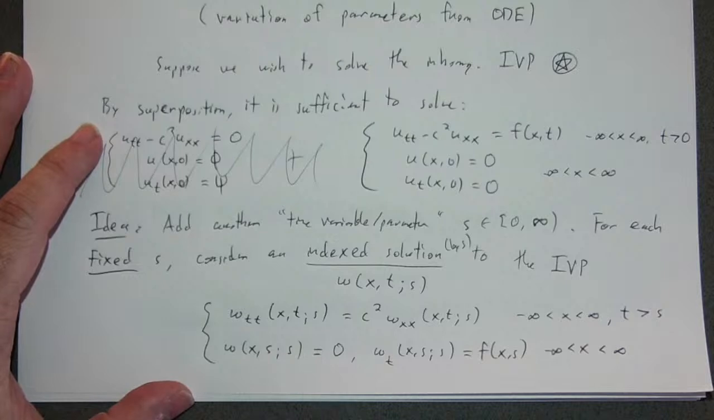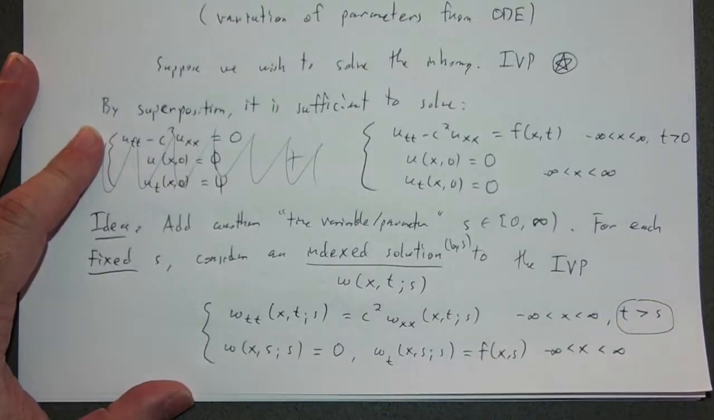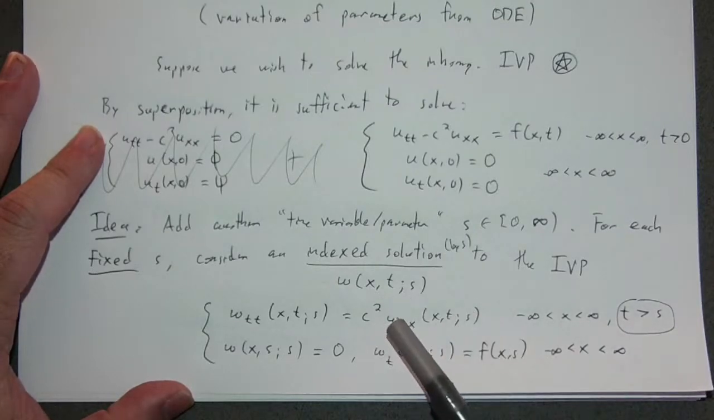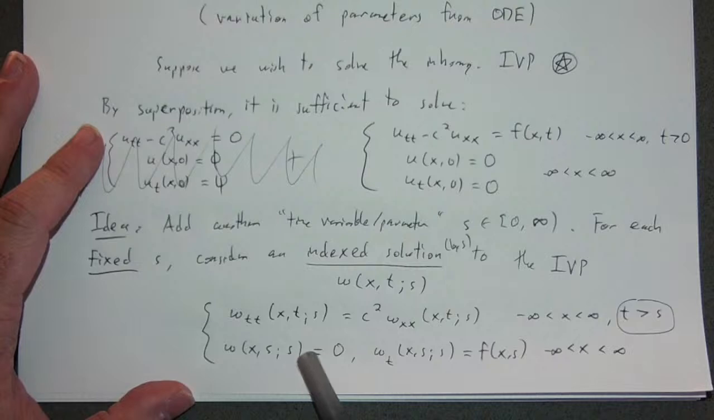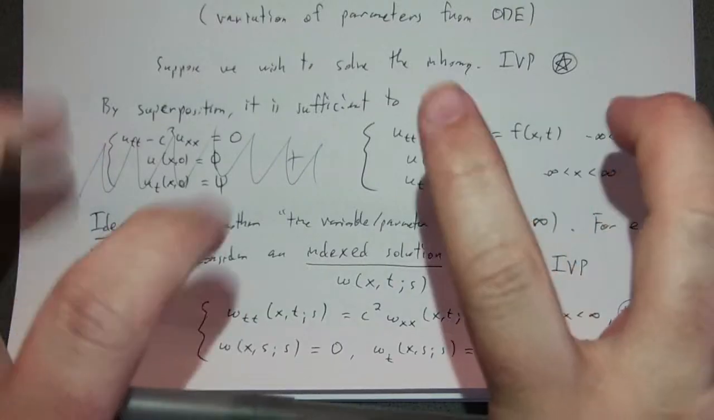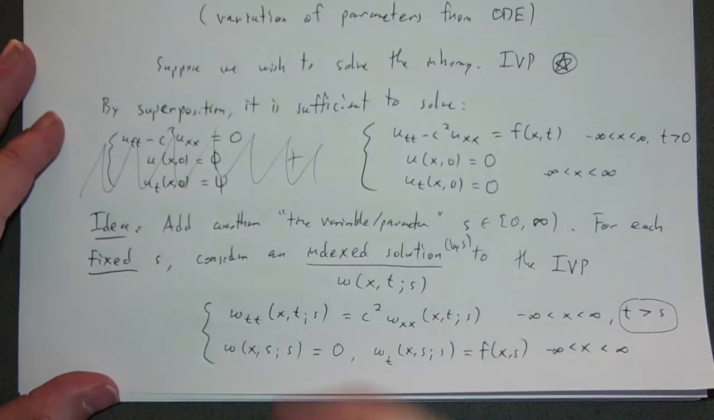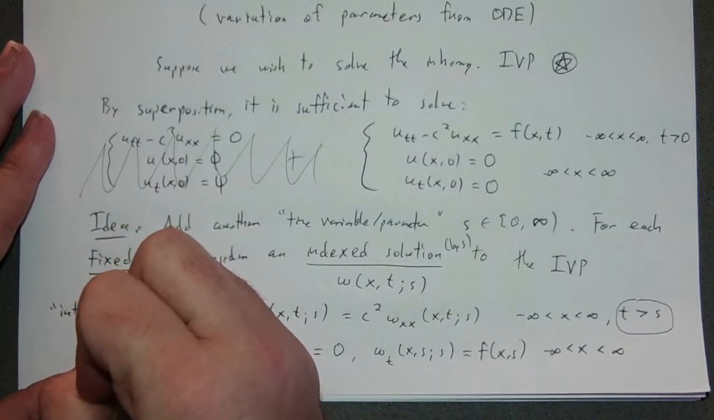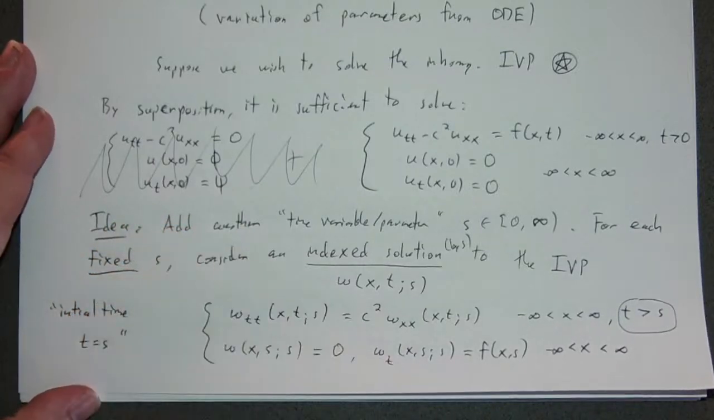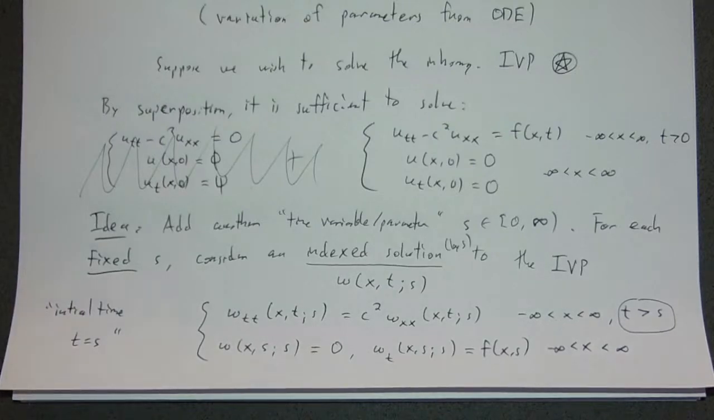Okay, but what is it that you're actually doing here? Basically, you are now solving the homogeneous wave equation with your time starting at t equals s instead of t equals 0. And the initial conditions are now conditions at t equals s. So your initial time is t equals s instead. You're basically replacing the initial time with some time t equals s and solving those for each fixed s.